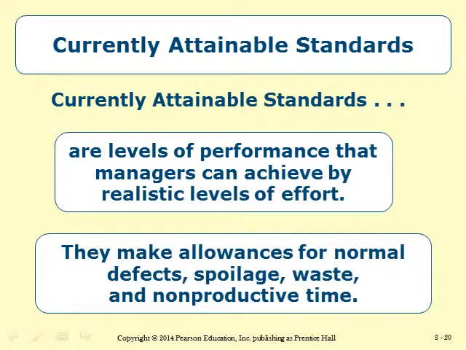Currently attainable standards are levels of performance that managers can achieve by realistic levels of effort. They make allowances for normal defectives, spoilage, waste, and non-productive time. There are at least two popular approaches to setting currently attainable standards.